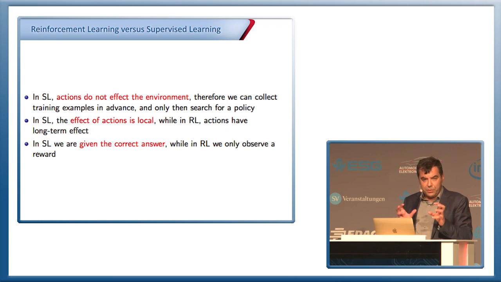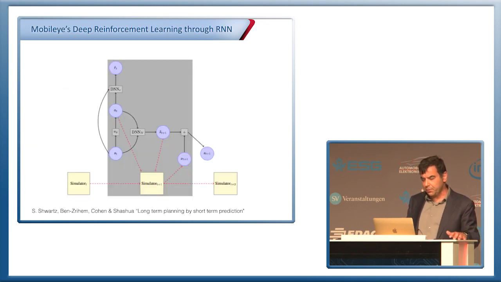And given the correct answer, in supervised learning, we're always given the correct answer. We have an input and output, and the output is always correct, and therefore we're training a learning algorithm. In reinforcement learning, because of the reward, we're not always given the correct answer. So it's a more complicated problem.